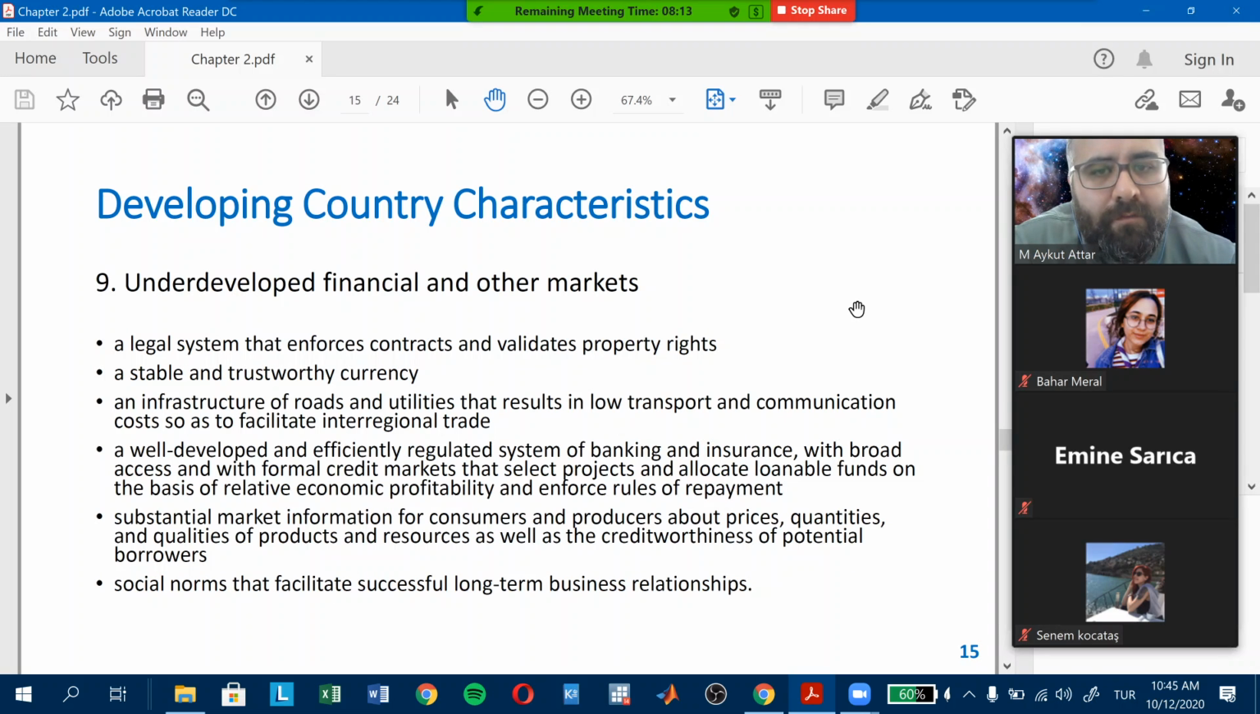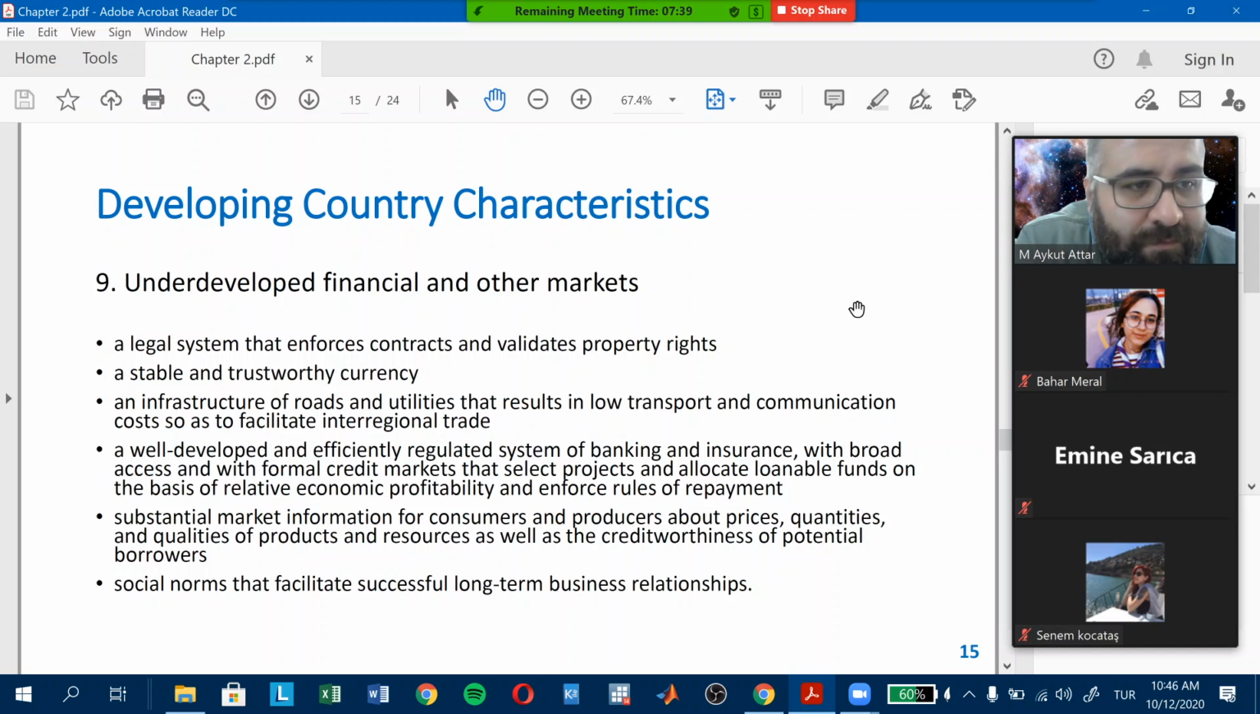For underdeveloped financial and other markets, there are a couple of issues that I listed here, again, directly from your text. One is law enforcement and property rights. Of course, the institutional setup of markets matters a lot. A stable and trustworthy currency is important, and as you know, currently in Turkey there's much volatility in the Turkish lira.